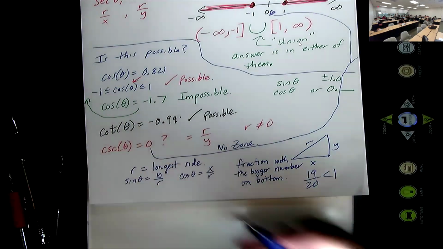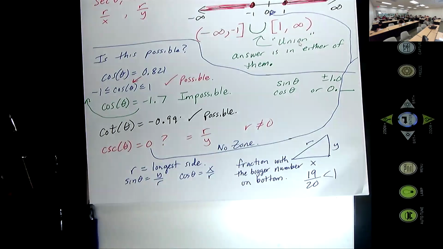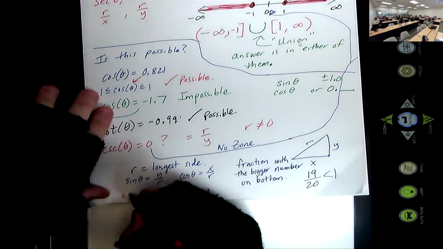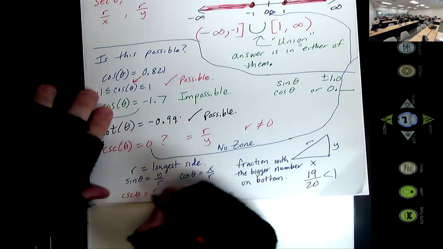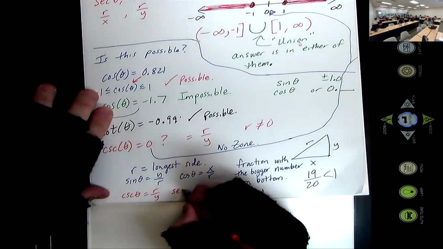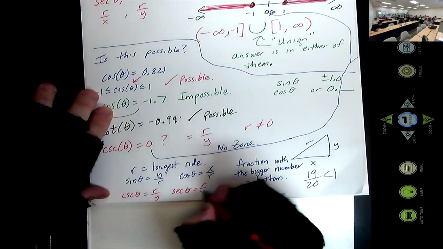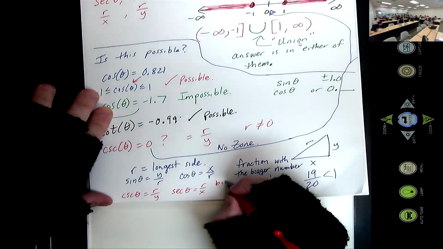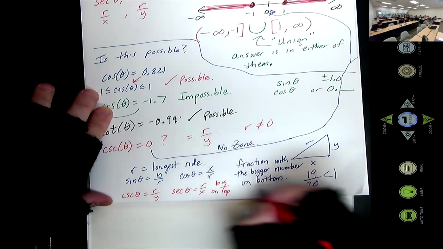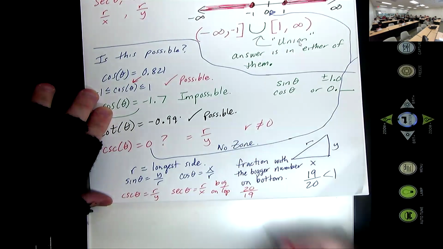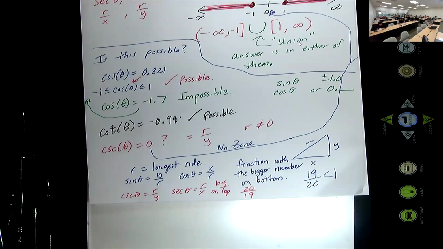And then if you flip them over, this is cosecant theta, r over y. This is secant theta, r over x. Big on top. So like 20 over 19, we have a number that's larger than 1, or if it's negative, lower than negative 1.